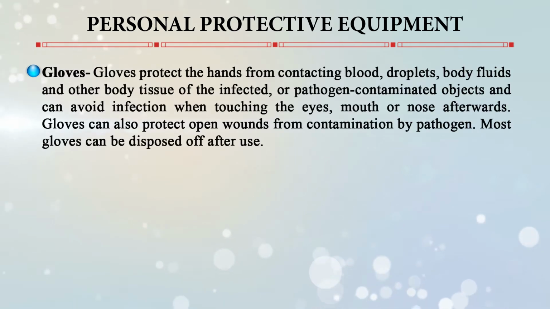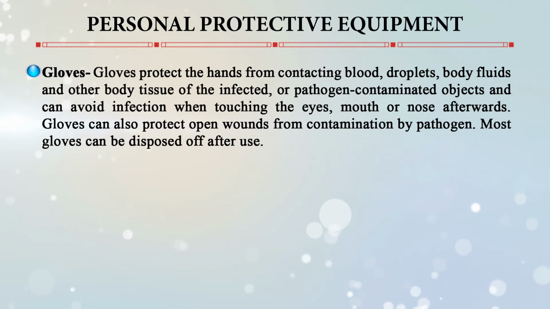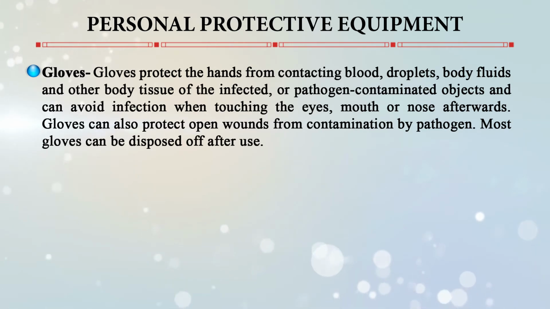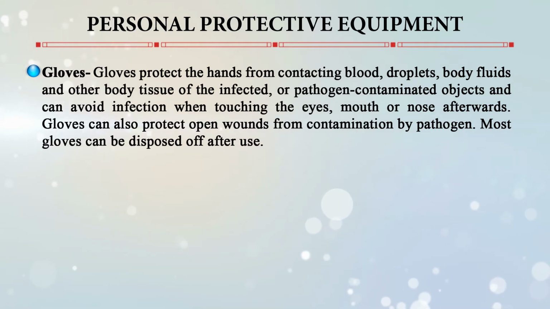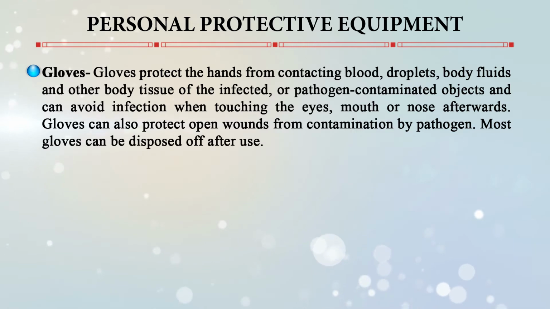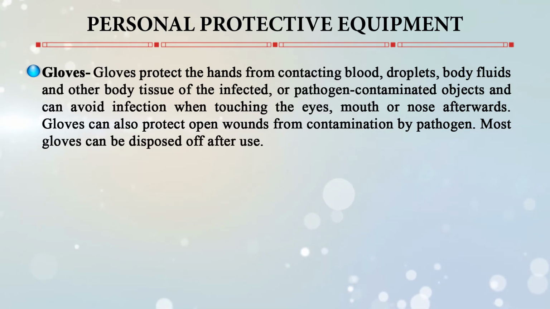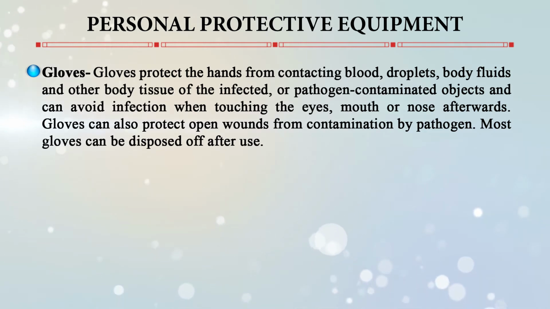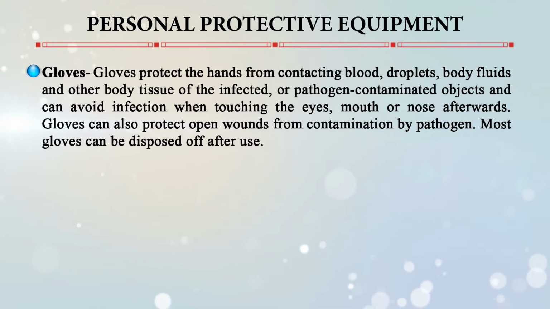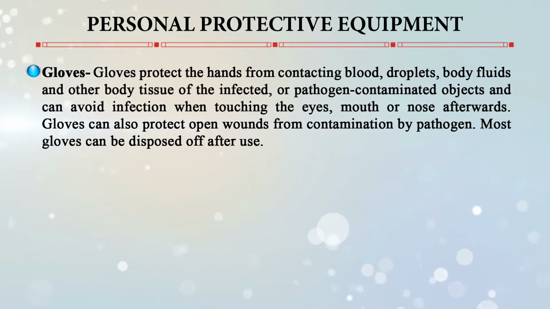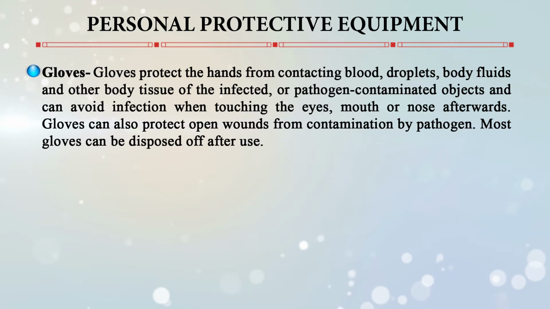Gloves. Gloves are used for protecting the hands from contact with blood, infectious droplets, body fluids and other body tissue of the infected, or pathogen contaminated objects, and can avoid infection when we touch the eyes, mouth or nose afterwards. So gloves can protect open wounds from contamination by pathogens. Most of the gloves being used now are one-time use gloves, that is, we can use them and then dispose of them after every use.